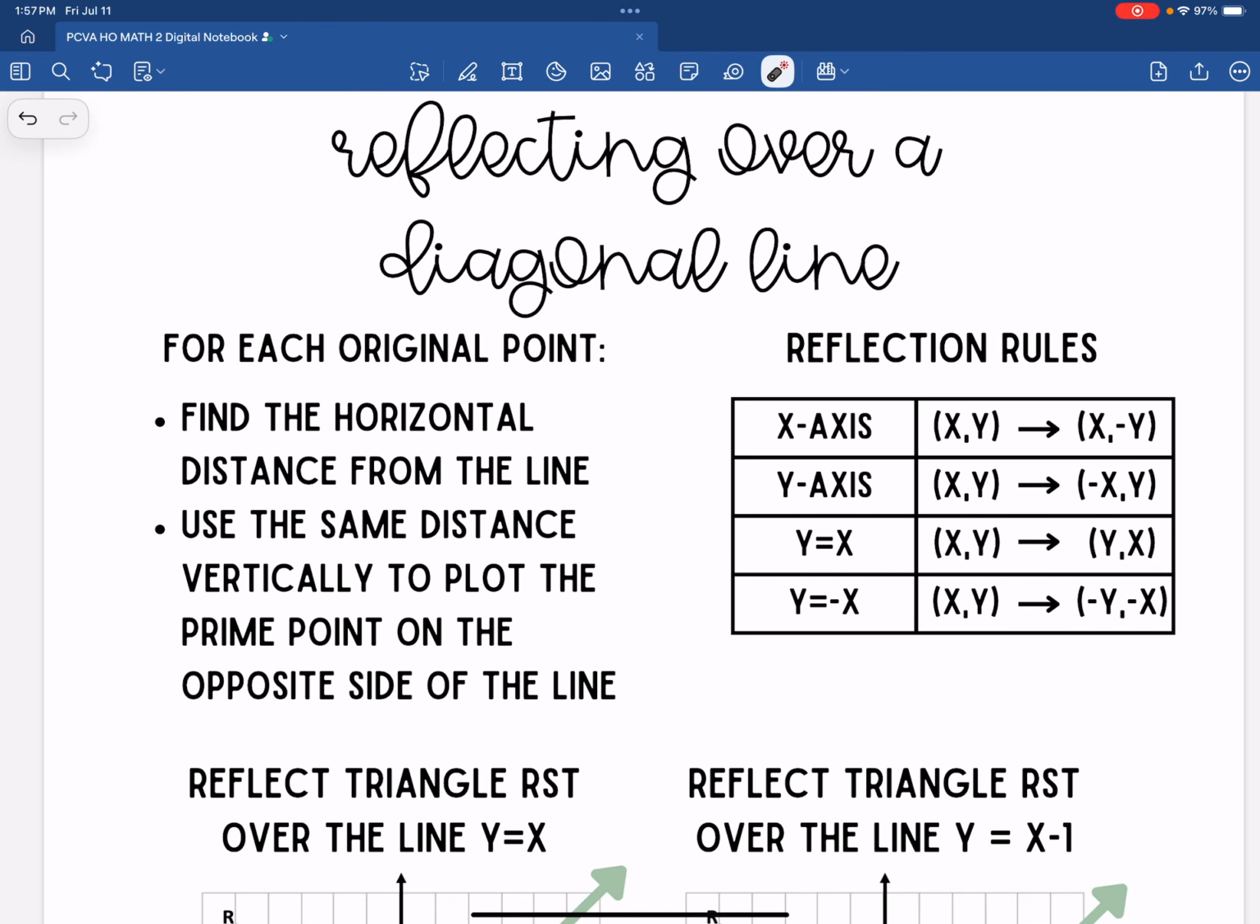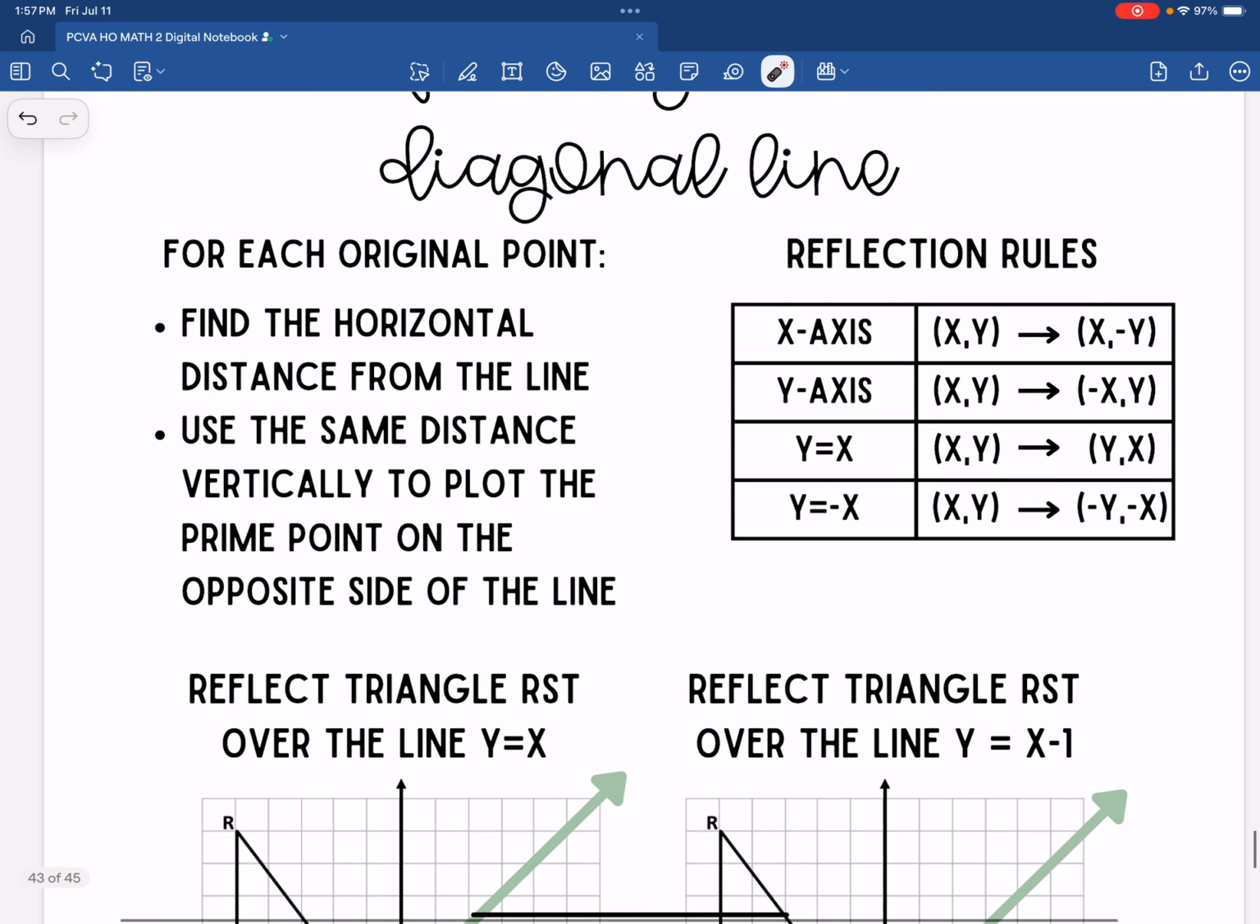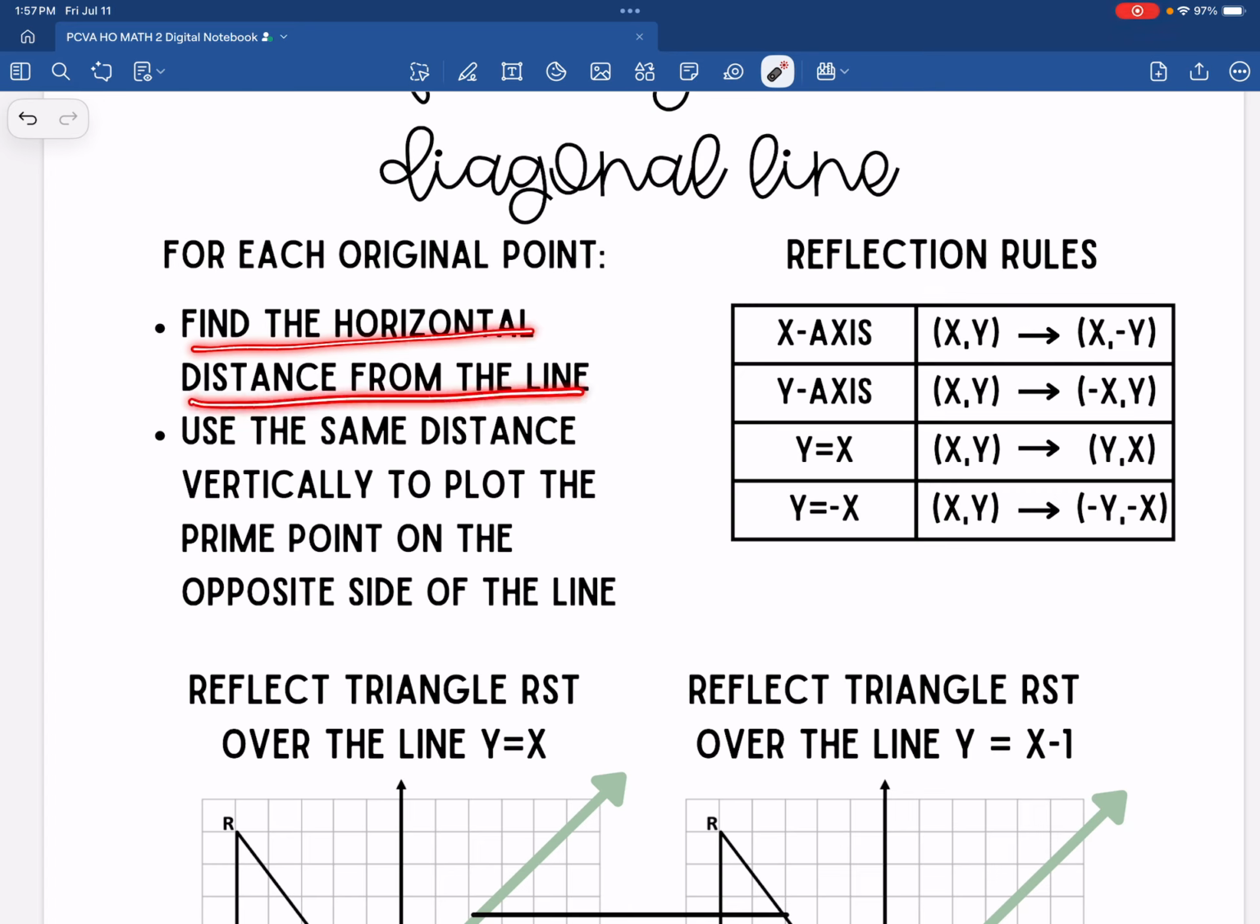Or if I have a diagonal line, I can always find what we call the perpendicular distance, I guess you could say. So we find the horizontal distance from the line, or technically you could find the vertical distance as long as you do the opposite the next time, and then do the same distance vertically for the new point.